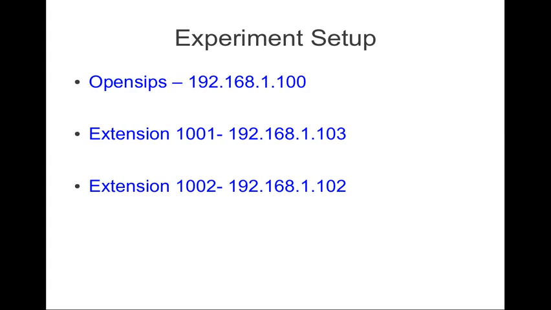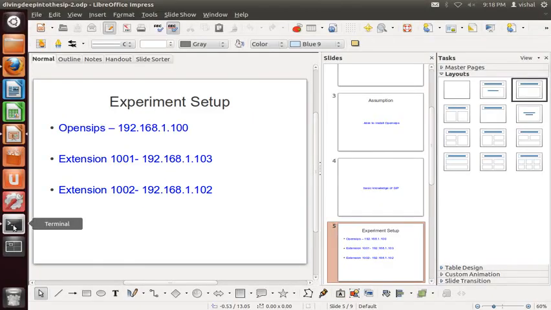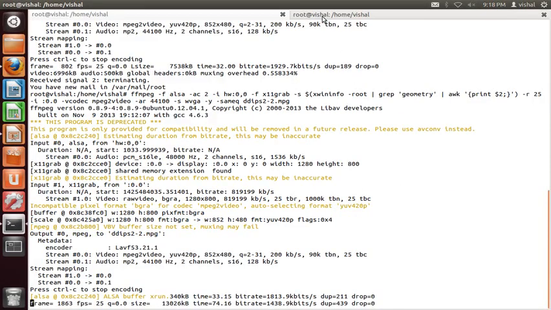The experiment setup also remains the same. OpenSIPS is on my machine. We are going to register two extensions, one on my laptop and the other on my Android. So 1001 is on my Windows machine and 1002 is on my Android, and OpenSIPS is on this machine, at IP address 1.100.